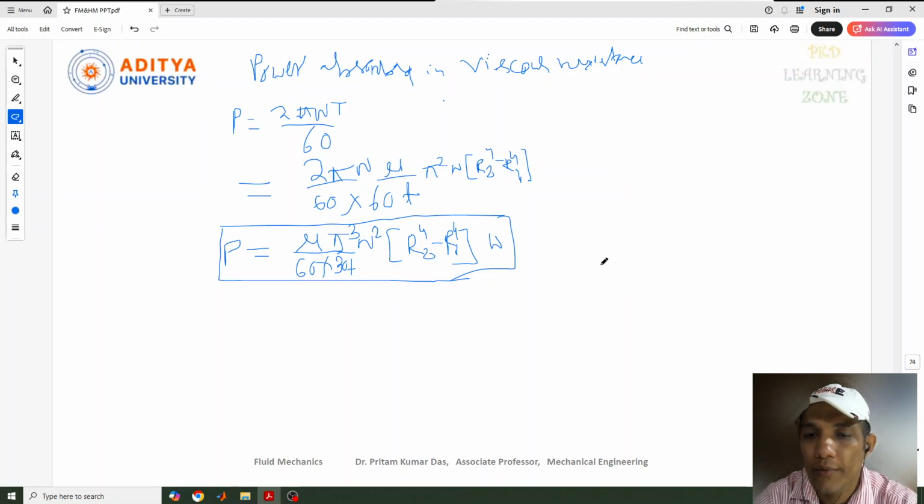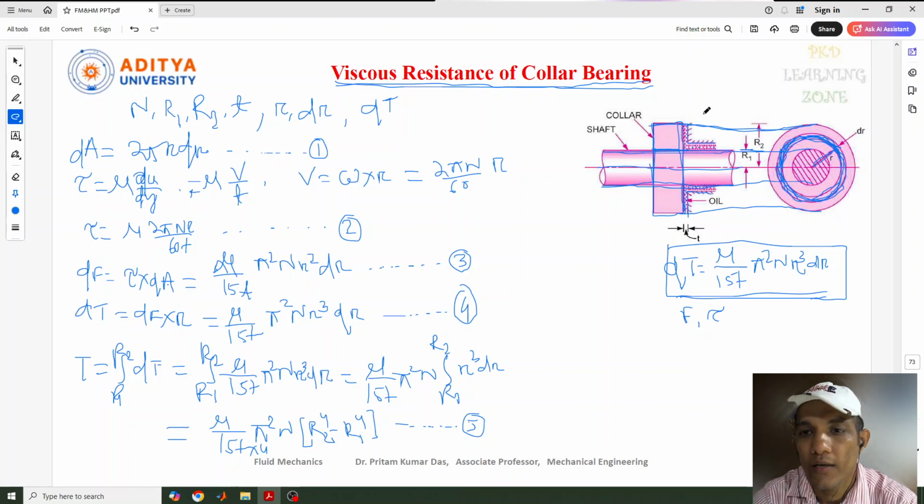So if you see again, this is the equation, this is this much watt. This is the power absorbed in overcoming the viscous resistance. P equal to mu pi cube n square by 60 into 30t bracket start r2 to the power 4 minus r1 to the power 4. This much watt. So what I mean to say here, this is the similar concept of the footstep bearing. This collar bearing is similar to the footstep bearing also, because here I have taken it in the horizontal mode. Now if you take this in the vertical one, a similar kind of concept will come.